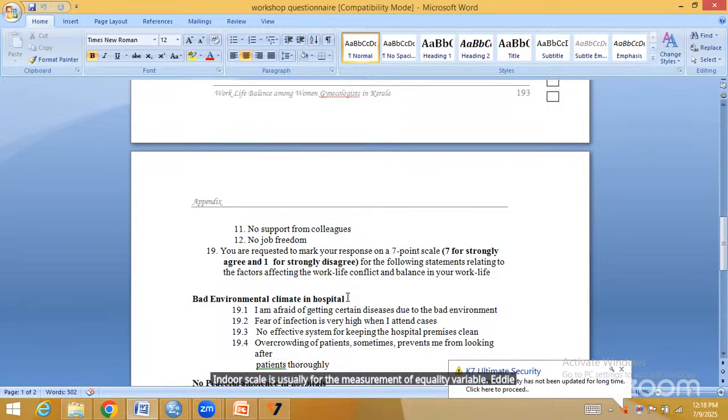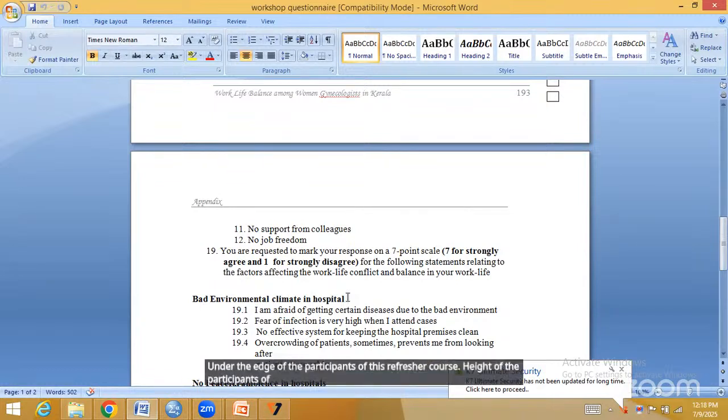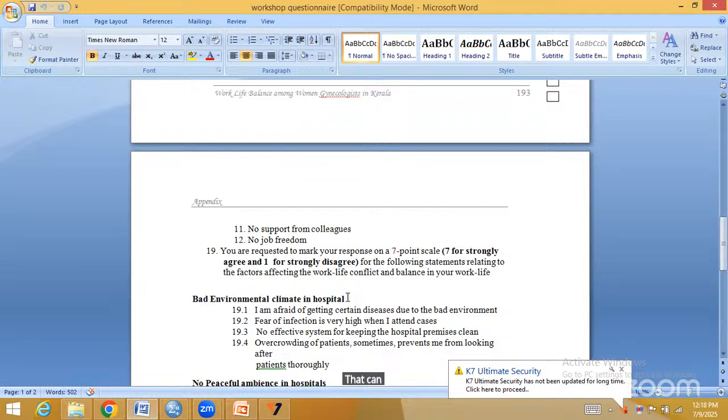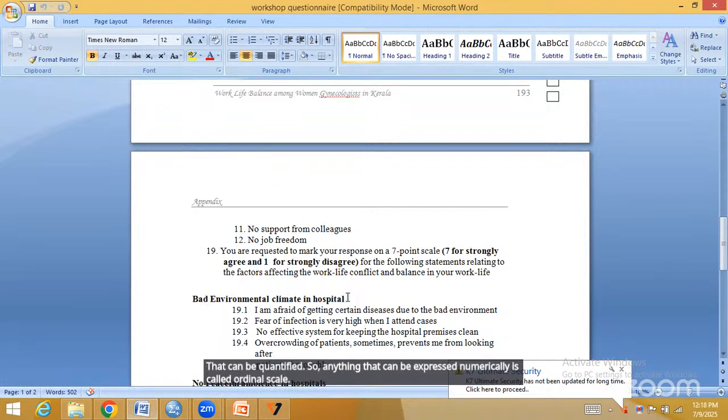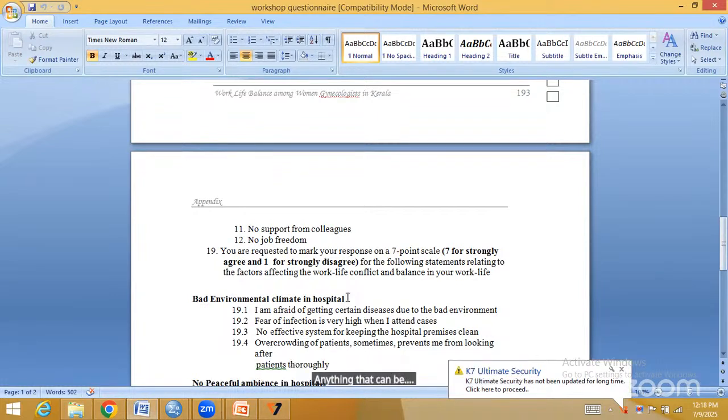Again, the price of a share of a company for the last 30 days, the salaries of selected gynecologists, their salary amount, and the age of the participants of this refresher course, the height of the participants of this refresher course, that can be quantified. So anything that can be expressed numerically is called ratio scale.